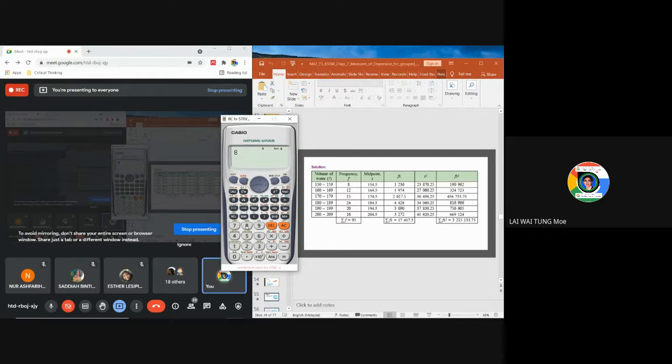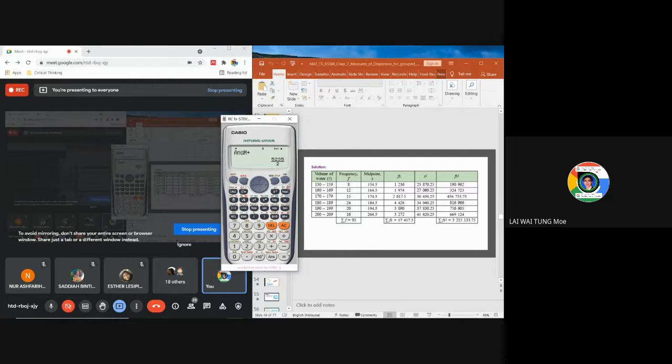The first one is 8 times 154.5 equal, and then followed by M plus button. And then followed by the second one, which is 12 times 164.5, equal, and then M plus. The third one is 15 times 174.5 equal, and then M plus. So you continue doing this until you reach the 16 times 204.5. Let's say I already finished until 16 now.